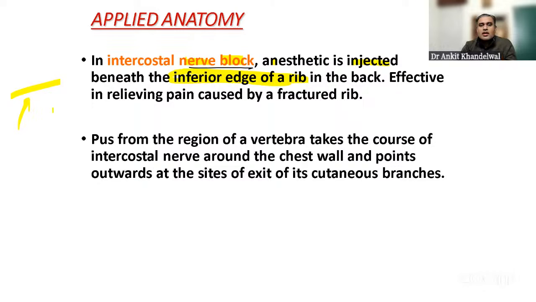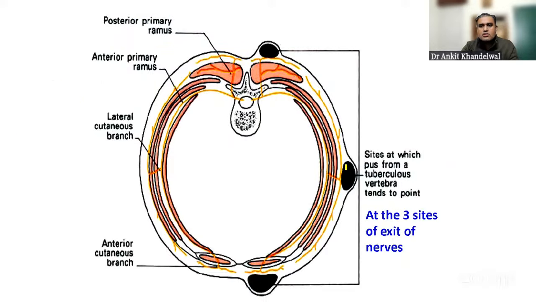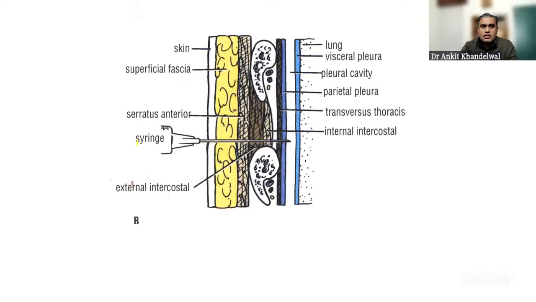That is the point. Now, pus from the region of vertebrae takes the course of the intercostal nerve. Okay, obviously. That comes in basically in previous times when TB, tuberculosis, was very rampant. Okay, here's the image to show you all the 3 sites of the exit of the nerves over here. Here the syringe and the needle have been shown to you guys.